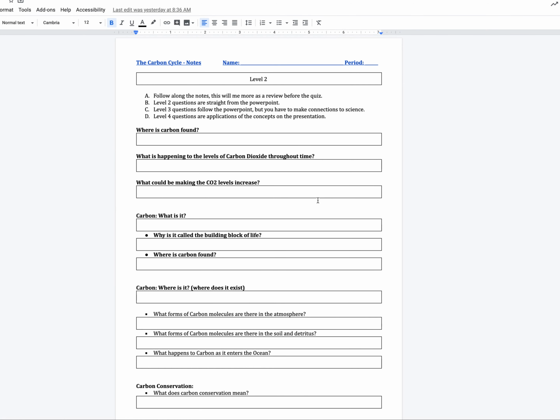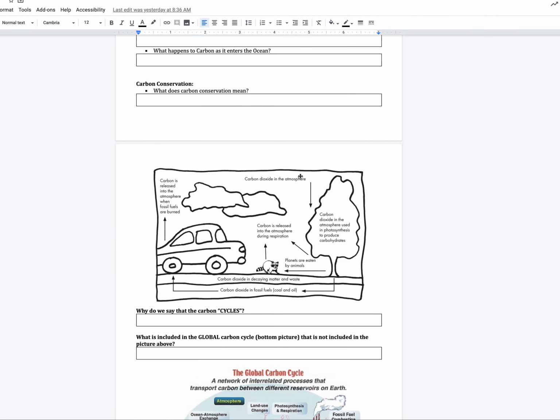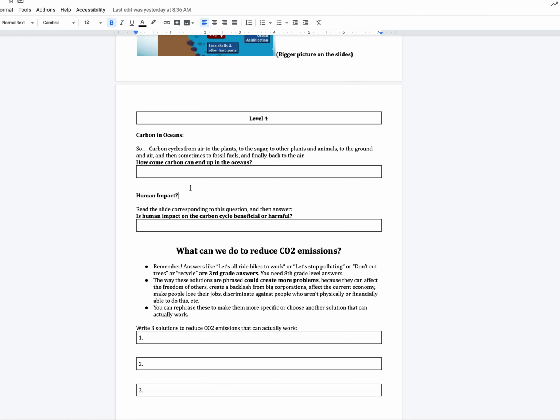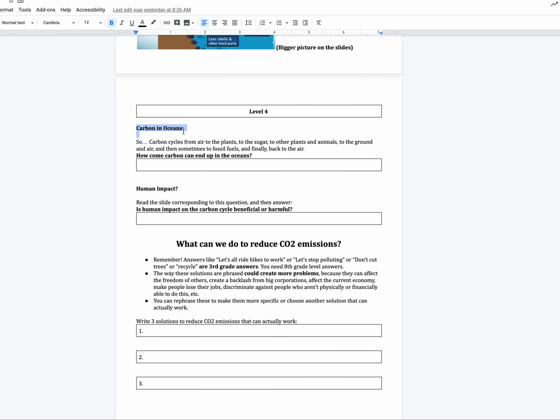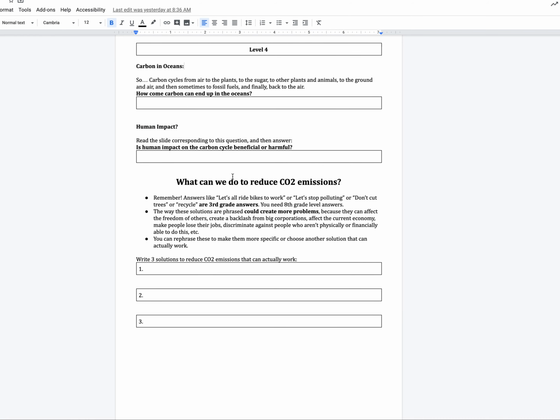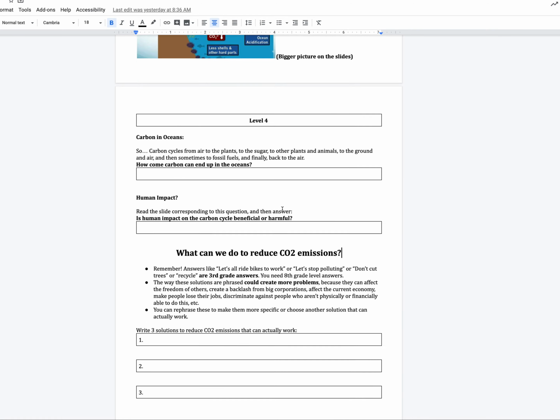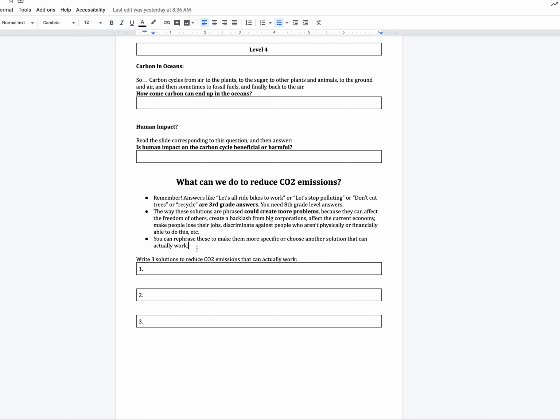And then for level 4, you just have to apply the concepts that we have learned. Like, why do we care? You as an 8th grader, why should you care about the carbon cycle, and what is the impact generally on both the land and the oceans, and what can we do to reduce carbon dioxide emissions, and why do we say that? For level 4, there's a specific part right here. What can we do to reduce CO2 emissions?